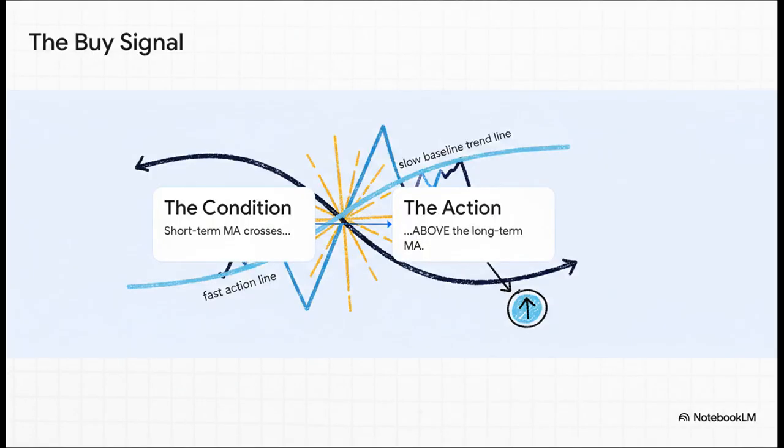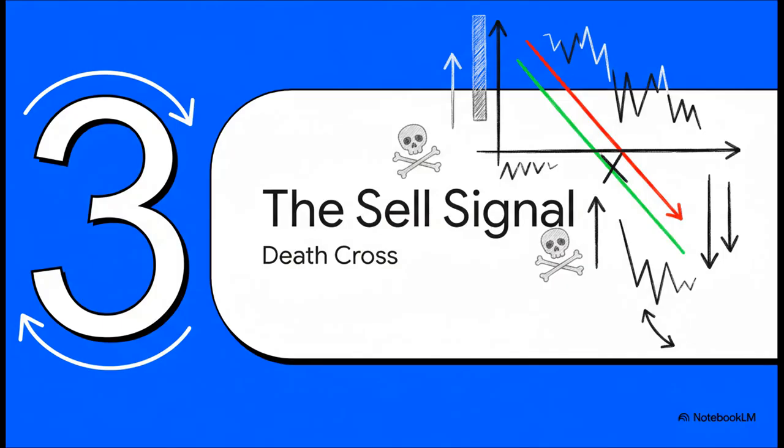And the mechanics of it? Incredibly simple. All you do is watch your two moving average lines. When that fast action line crosses decisively above the slow baseline trend line, boom, that's your buy signal. That's the golden cross.